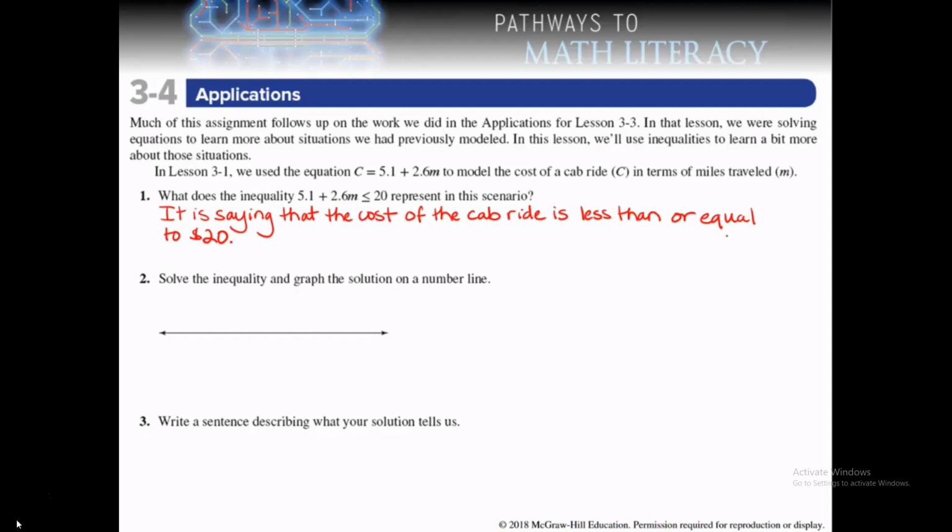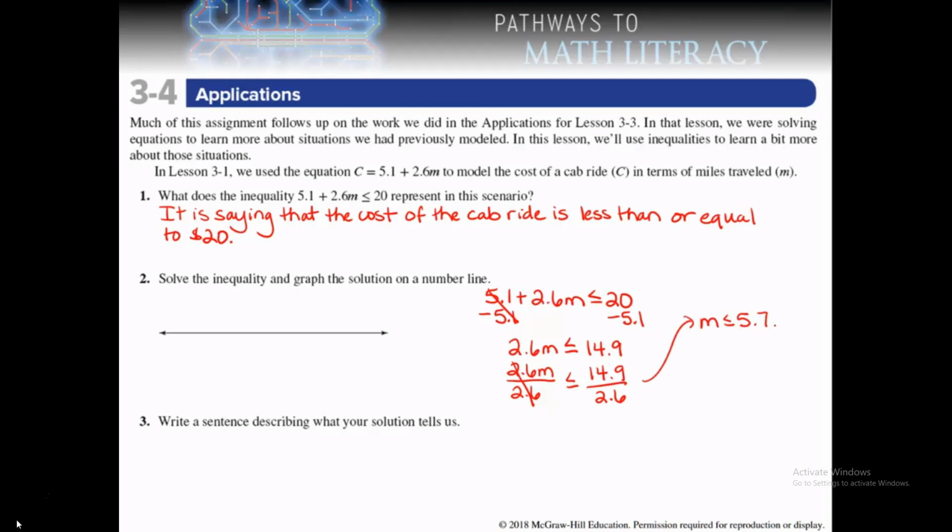So to get that m by itself, first we'll need to subtract 5.1 from both sides. That's going to give me 2.6m less than or equal to 14.9. Now I'll divide both sides by 2.6. And that'll give me m less than or equal to approximately 5.7. To graph that on the number line, the less than or equal means that the 5.7 is included. So we'll have a filled in circle at 5.7, and then for less than, the arrow from there will go to the left.